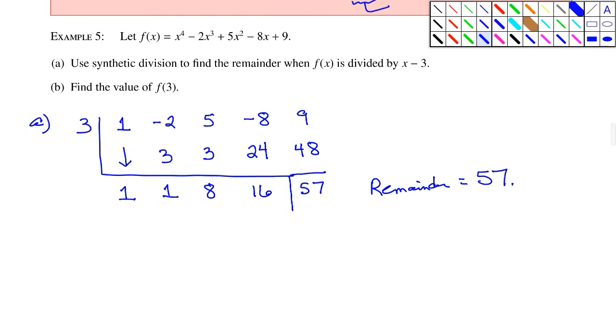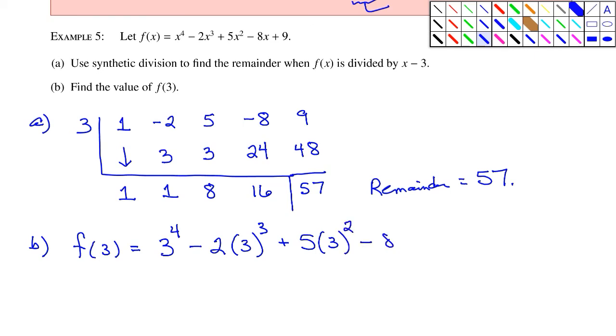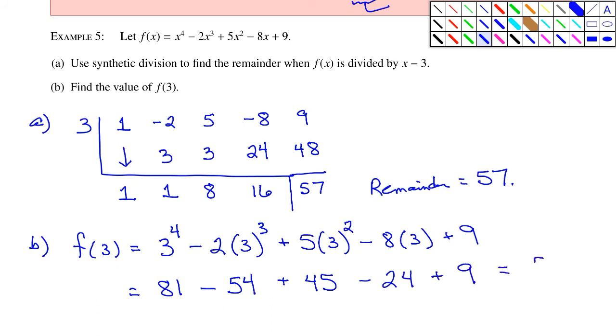Now let's do part B, which is find the value of f of 3. So f of 3 would be equal to 3 to the fourth minus 2 times 3 cubed plus 5 times 3 squared minus 8 times 3 plus 9. So that would be 81 minus 54 plus 45 minus 24 plus 9. And if you add all those numbers together, you get 57. And those numbers are the same.